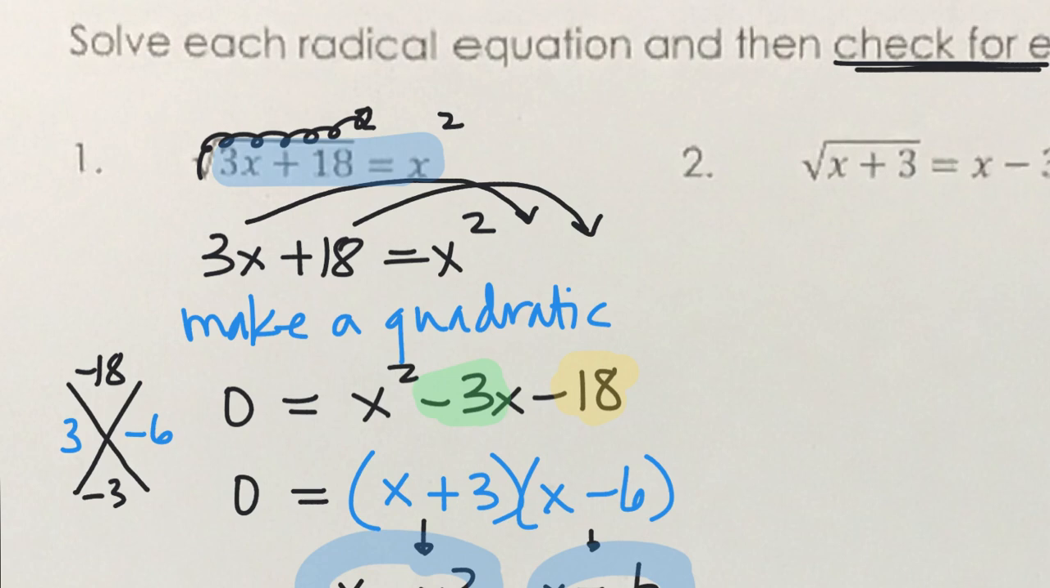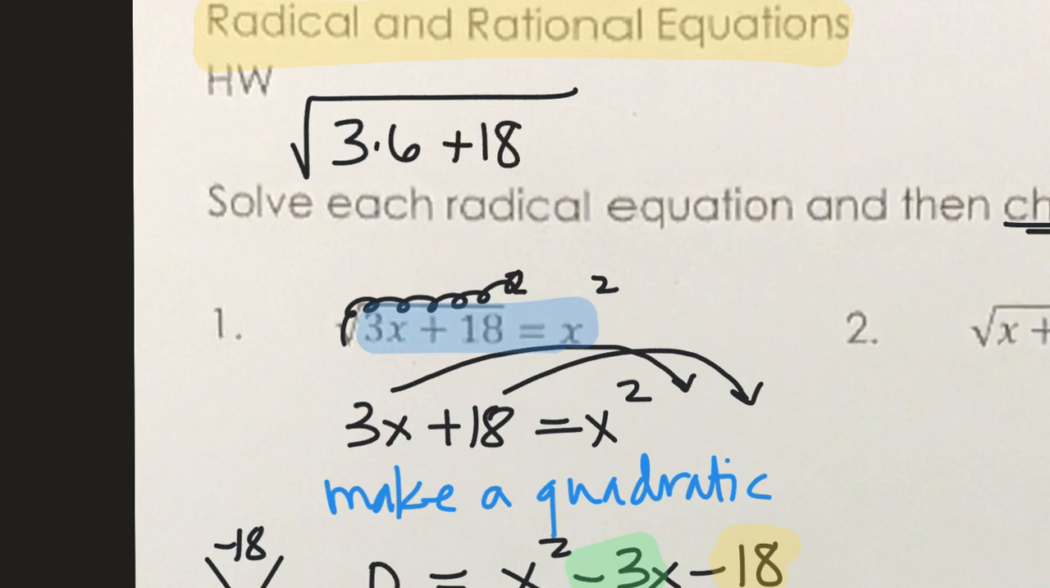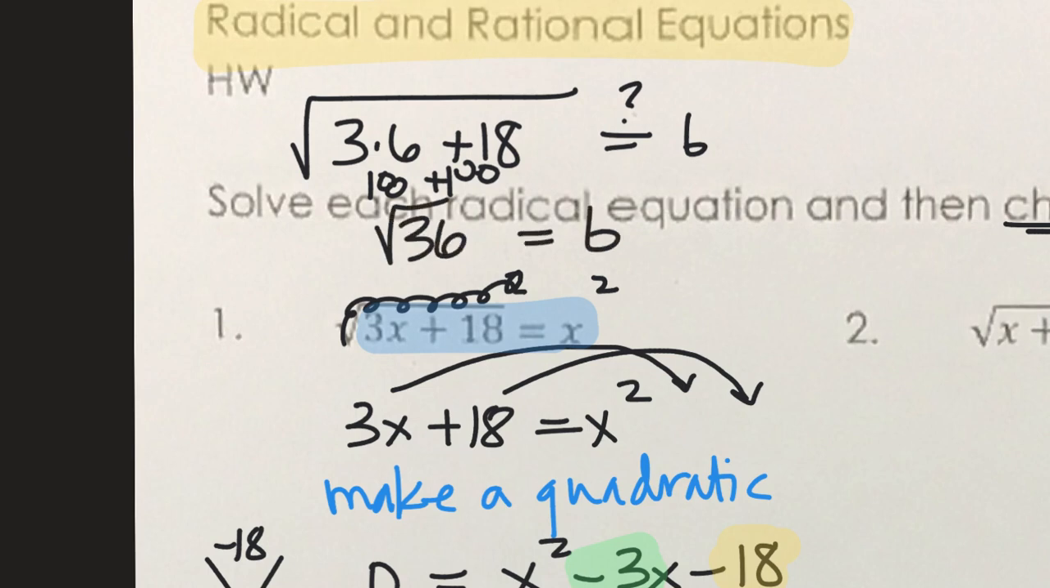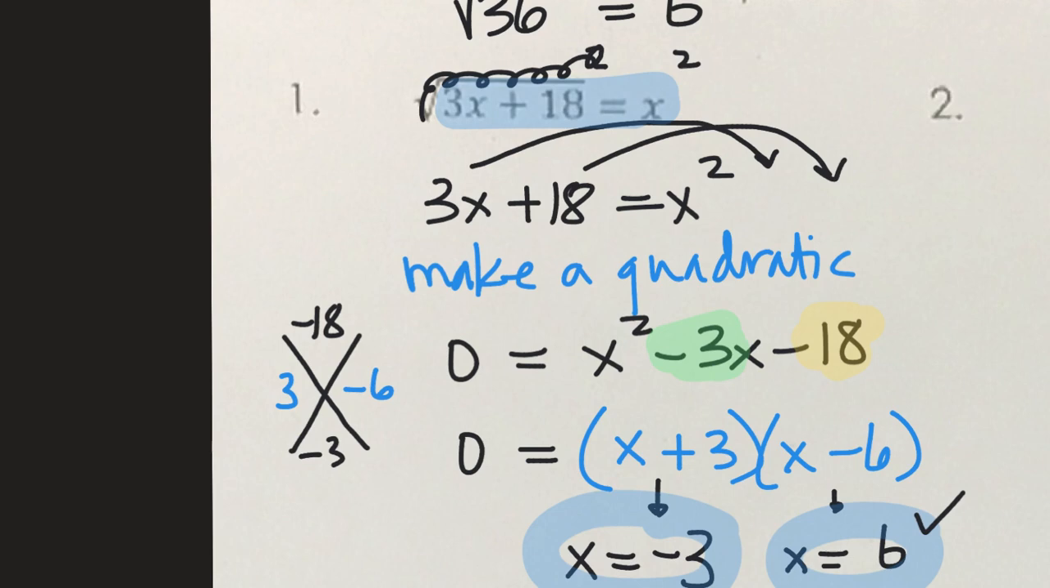What if we plug in 6? Okay, the square root of 3 times 6 plus 18, does that in fact equal 6? Okay, so that's what we're trying to check. So of course 18 plus 18, that's 36. Is the square root of 36 positive 6? And the answer is yes. So positive 6 is a great solution because when you plug it in, you do in fact get what you started with. So let's now check negative 3.